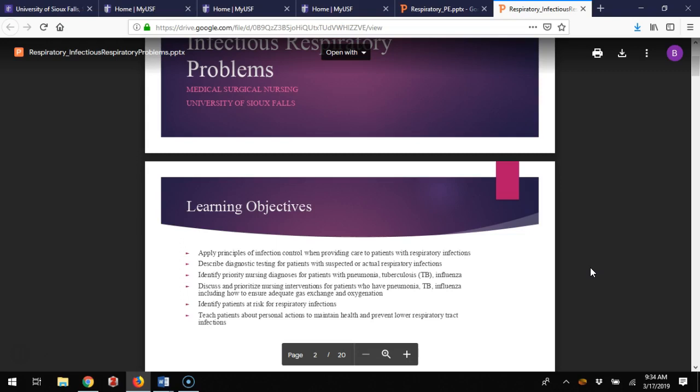We're going to talk about pneumonia, TB, and influenza, on what are some of the priority nursing diagnoses, as well as interventions for this. We're going to talk about identifying those patients at risk for respiratory infections, and then teach patients about personal actions to maintain health.